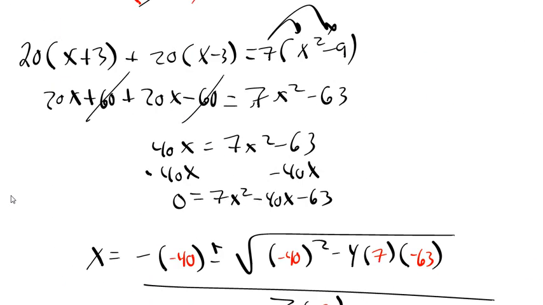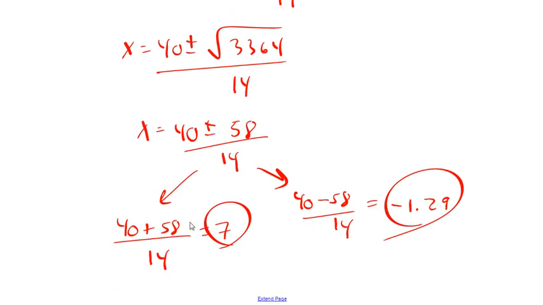So if you come down here, we have two answers. We have 7 and we have negative 1.29. Can you row at negative miles an hour? No, I mean, that doesn't make sense. So in the context of this real life problem, we actually ignore this answer, and then we say that the answer right here is 7 miles per hour.